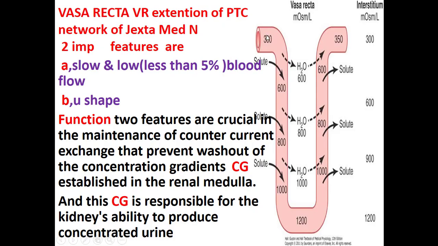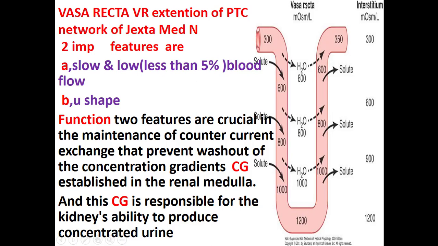Now you can see this is the vasa recta. In brief it is written as VR. This is actually the extension of the peritubular capillary network of very special nephrons, the juxtamedullary nephrons. These nephrons are found very close to the glomeruli; juxta means near. They are very close to the medulla. So their role in the counter current mechanism.